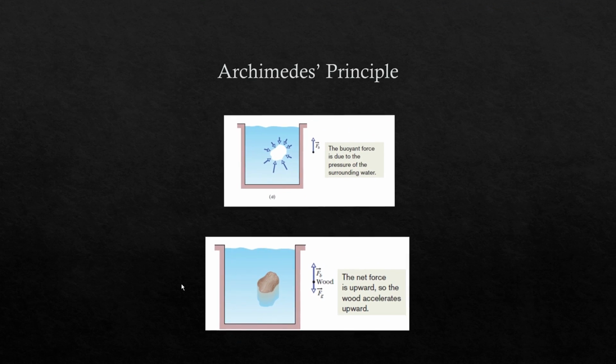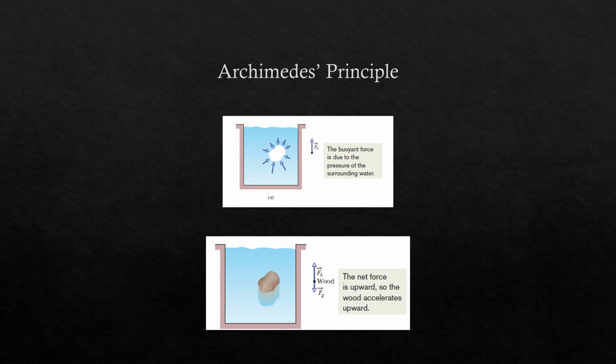Now, other than that, we have Archimedes' principle. Archimedes' principle states that there is a buoyant force that is happening to an object submerged. It can be fully submerged, or it can be only half submerged, as long as it's in water. There is a force that is happening to it due to the pressure of the surrounding water. Now, this pressure, you can actually see these arrows on the top have less length than the bottom one. This indicates that the bottom pressure is a lot more.